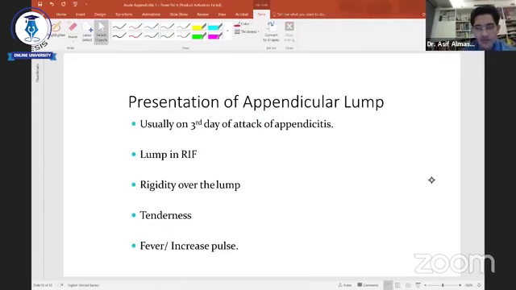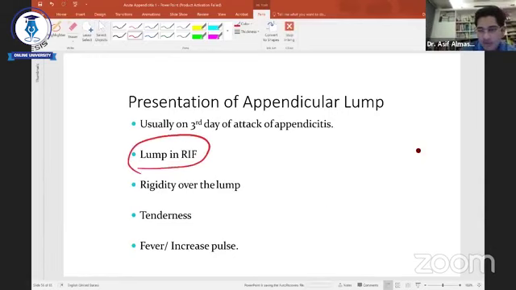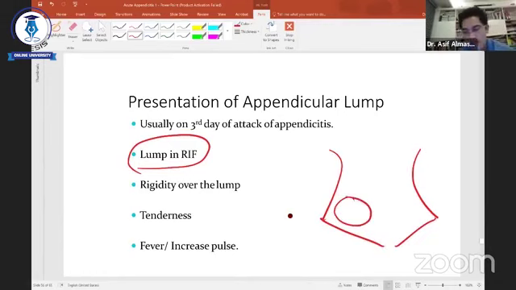Presentation: usually the features are very similar to appendicitis, but you will get a lump in the right iliac fossa. When you examine this patient, you usually get a lump in the right iliac fossa, and you mark it. Very important that you mark it. It will be a tender lump. There may be fever if there is abscess formation.